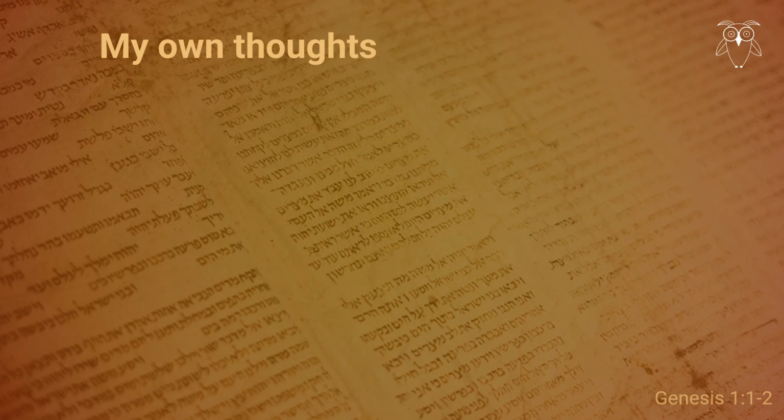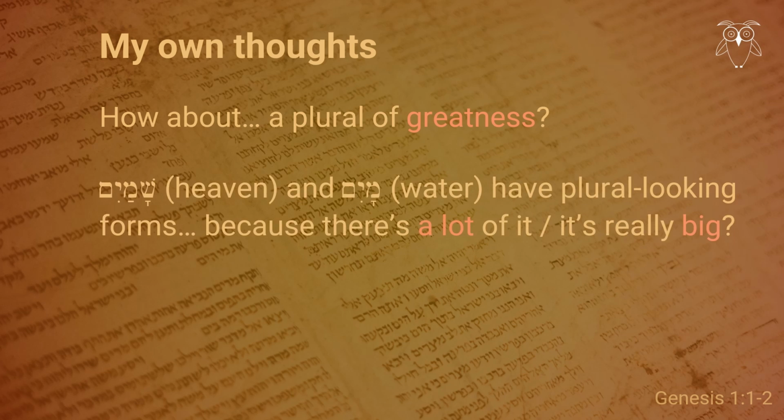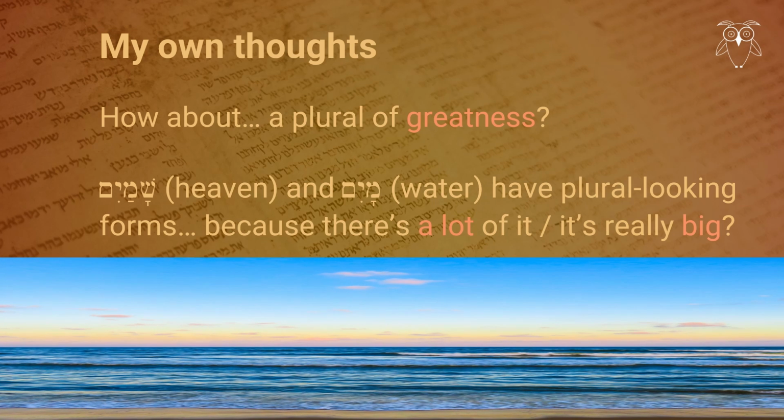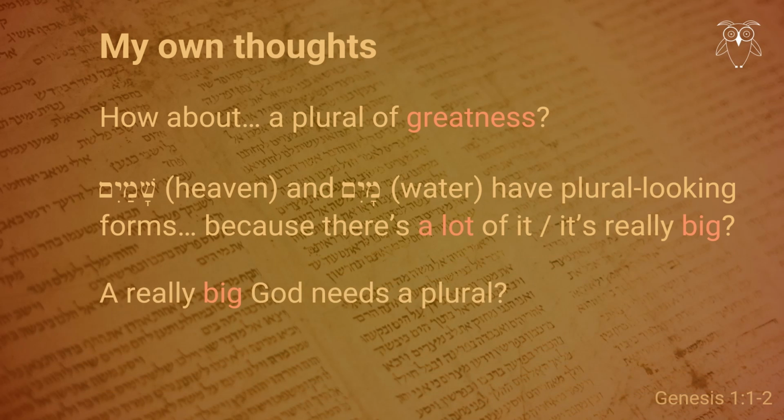Now then, the theory that I personally like, though I'm not able to prove it, is that it is a plural of greatness. A few other words, most famously heaven, shamayim, and water, mayim, have a plural or a dual-looking form, even if their meaning is often singular. Just look up, or stand on the seashore and look out. How much sky is there? How much water is there? A whole heap of a lot. Therefore, we use a plural sounding form to describe it. And the same is true of God. It is a mighty big God that the Bible is talking about, so why not use a plural form to describe Him?